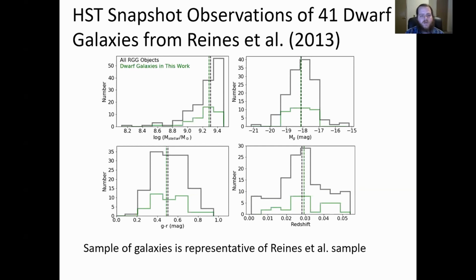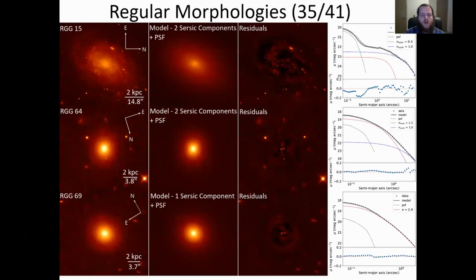There were 41 dwarf galaxies in our sample. 35 of them had regular morphologies and were able to be modeled using the galaxy fitting software GALFIT. In our modeling, we include a PSF, an exponential disk, and an inner Sersic component, which we loosely are going to refer to as the bulge or the pseudo-bulge.